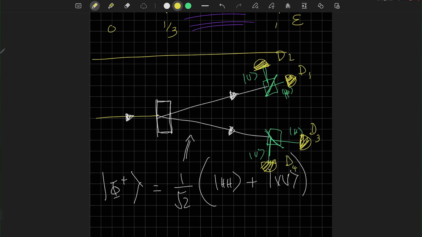Now whenever D1 hits, D3 will also hit. Whenever D2 hits, D4 will hit, if there are no experimental imperfections. So there is a perfect correlation.